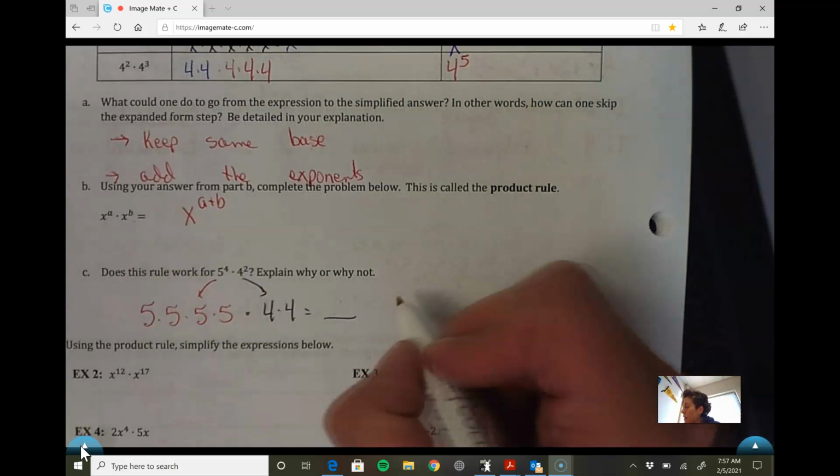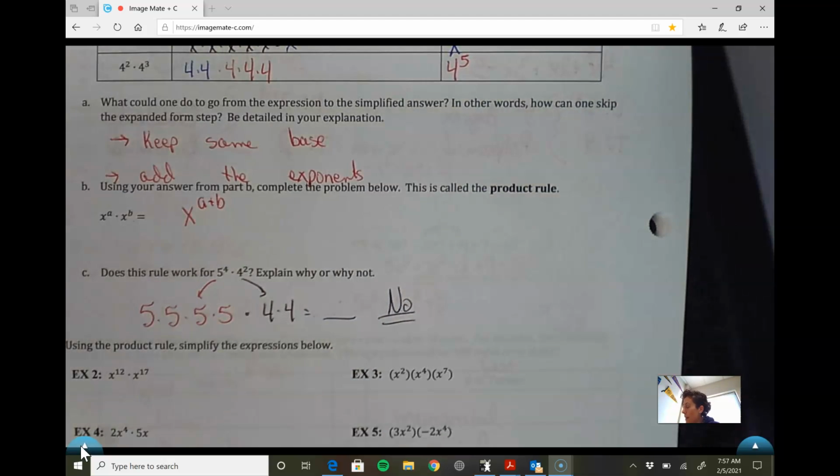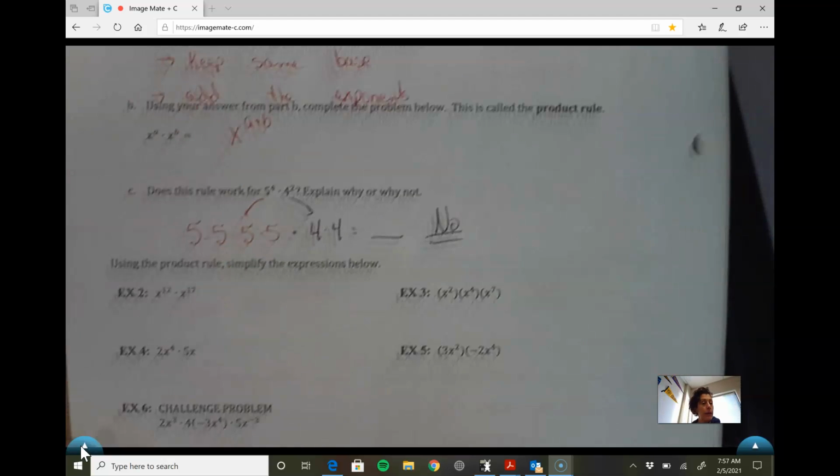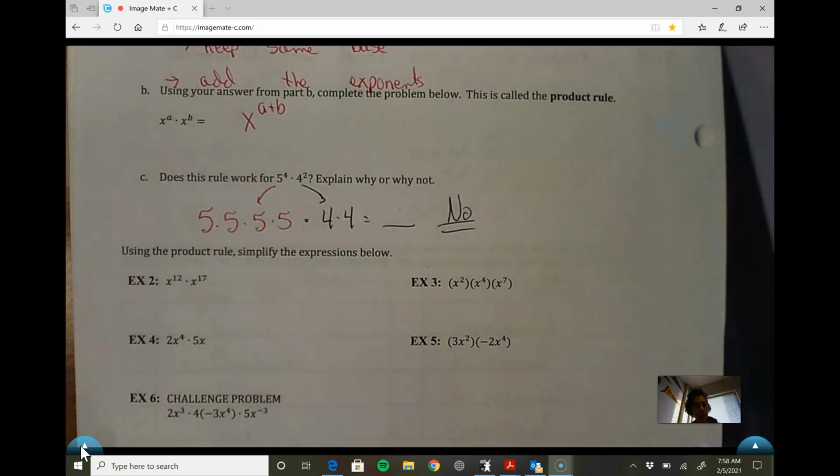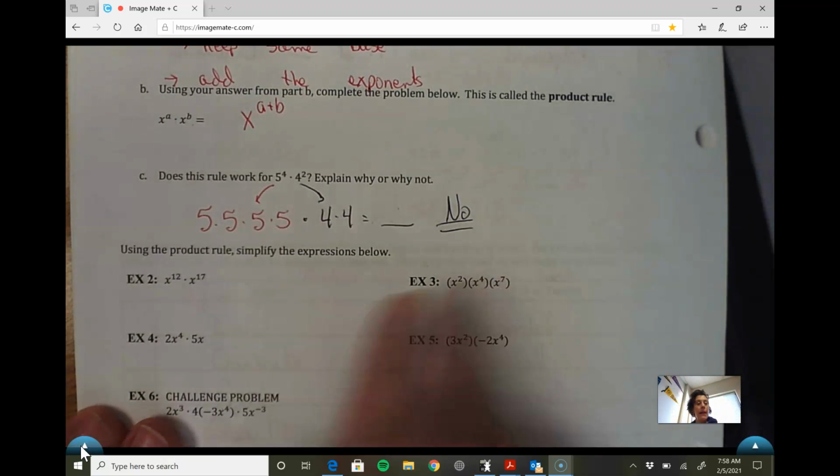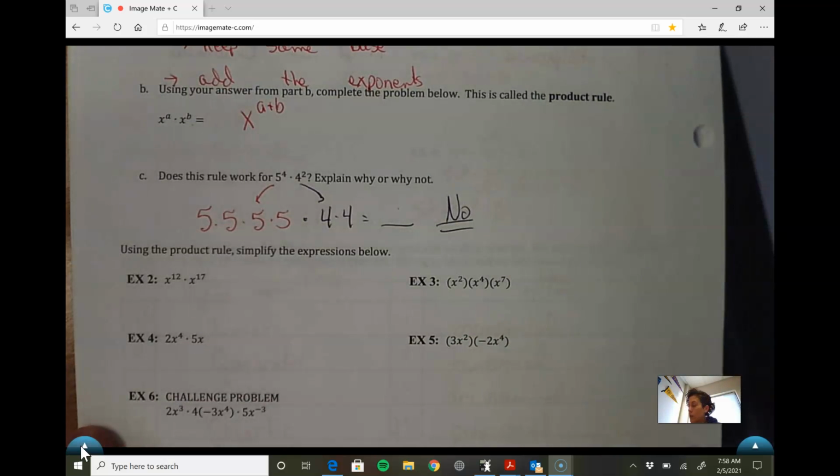All right? So no, it doesn't. You have to have the same base. So let's just do a little bit of practice. Instead of writing it out, we're just going to follow this exponent. So we're going to start out pretty simple and then work our way into slightly more difficult problems.